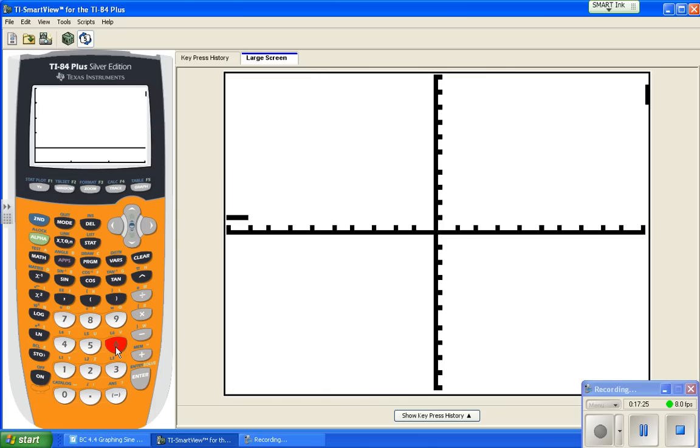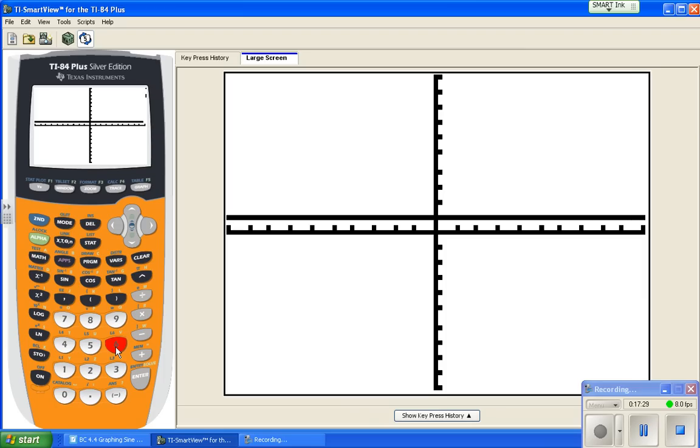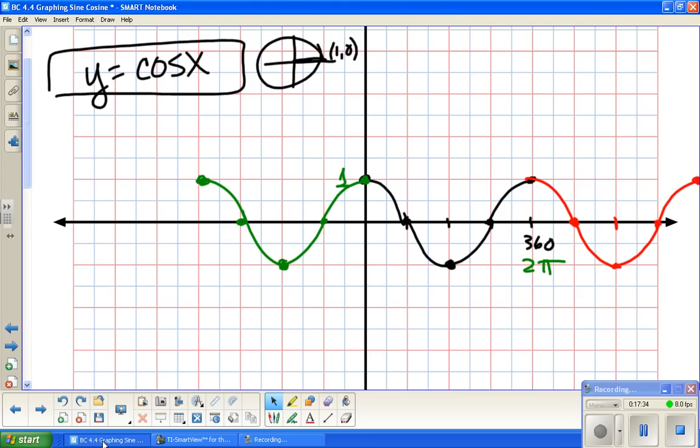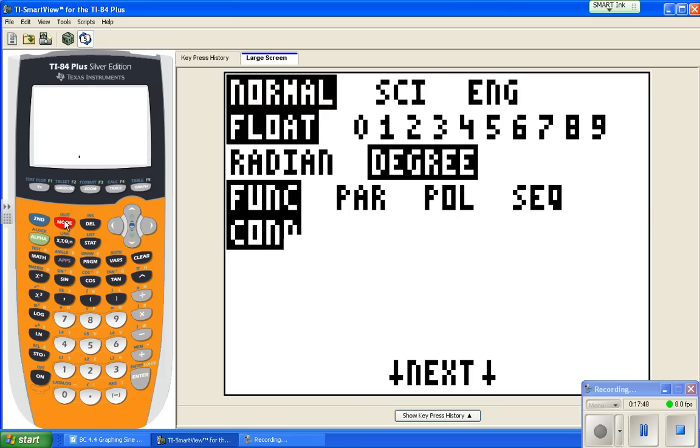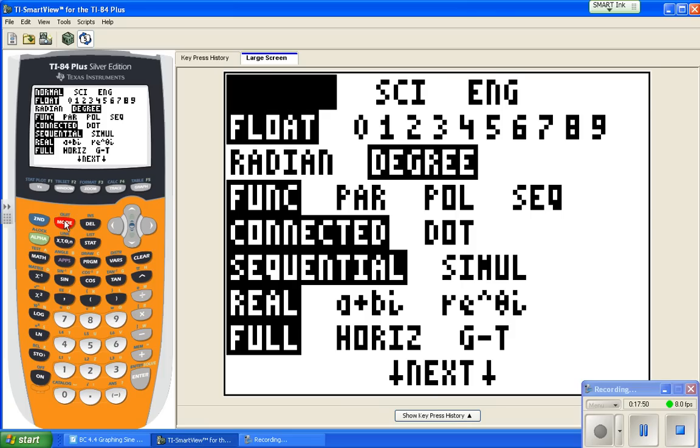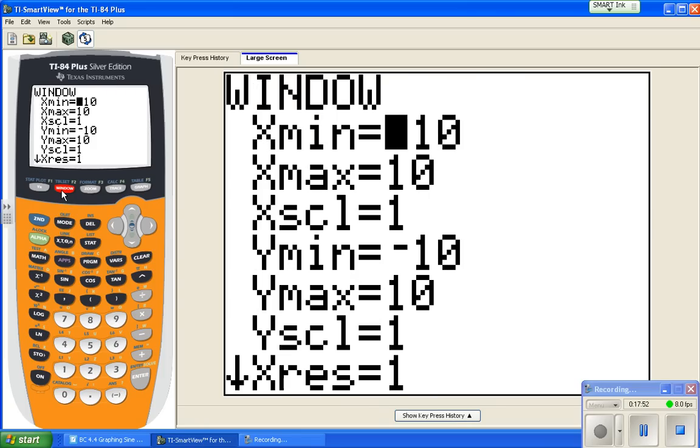Okay, so let me zoom standard. And it still doesn't look right. And so the question is about mode and does your window fit? Okay, so let's just do a quick little peek at this. If I'm in degrees, I need to be going to numbers like 360. If I'm in radians, I need to be going to numbers like 2 times 3.14, so about 6. Okay, so let's just peek what mode we're in. This says degrees. All right, let's pick some numbers that make sense for degrees.